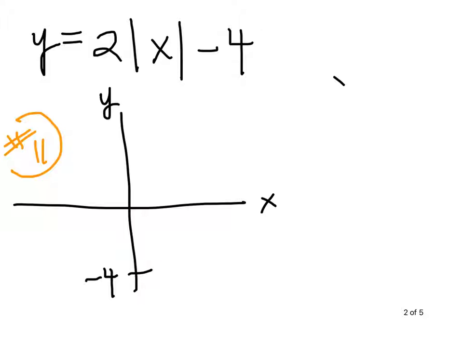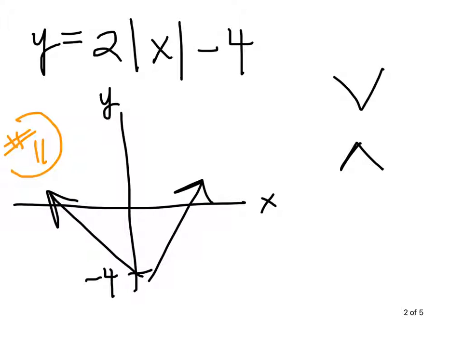So if it's positive, it looks like this. If it's negative, it looks like this, right? It's 2 on the outside, so it's going to be wider. Nope, smaller. Opposite, because it's the 2. So go to negative 4, and 2 to the side, like that. Just from the negative 4. Yep. Okay, cool.